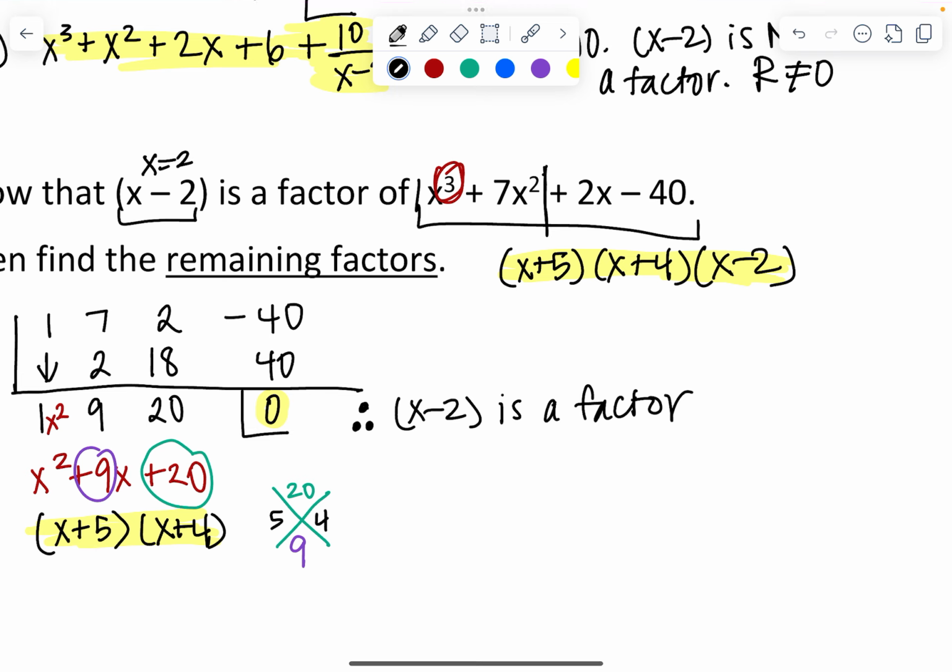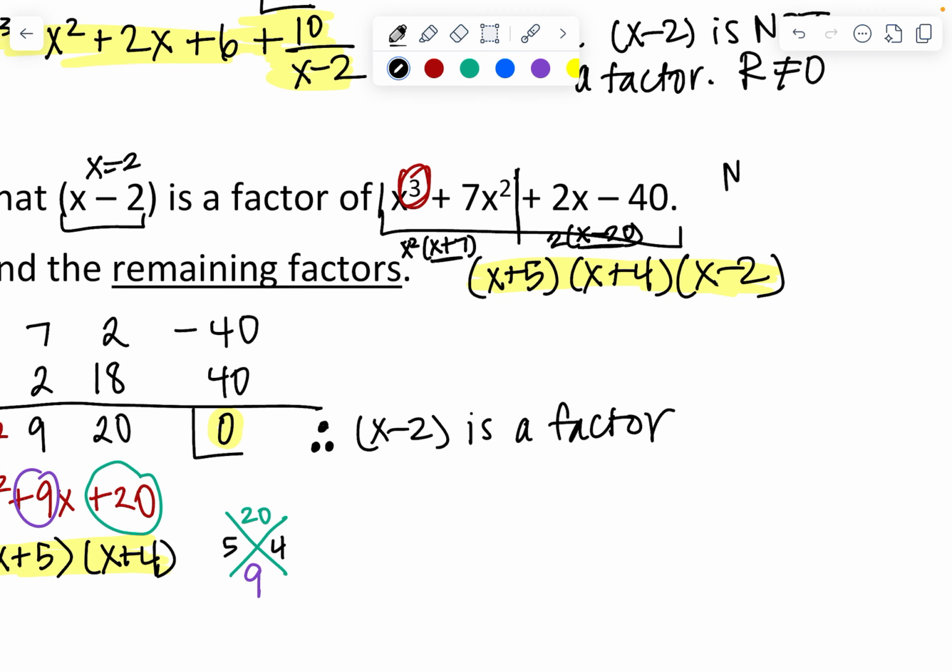If you tried to group the terms, you would factor out an x squared and be left with an x plus 7. And then out of the second term, you would factor out a 2 and then be left with an x minus 20. These don't match. And it's not because you did anything wrong. It's just not factorable by grouping.